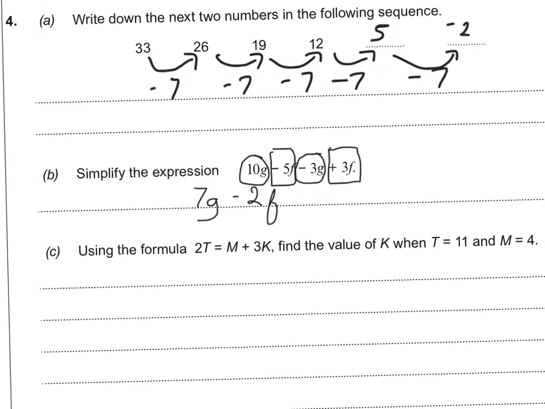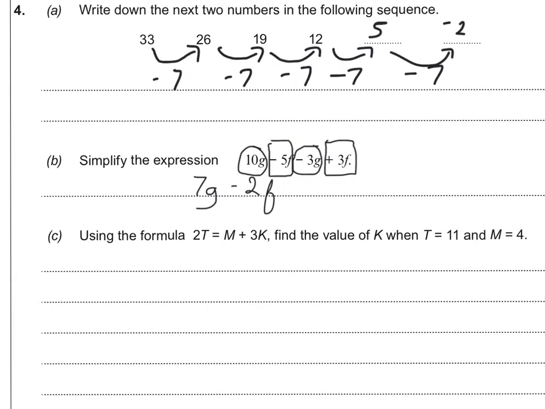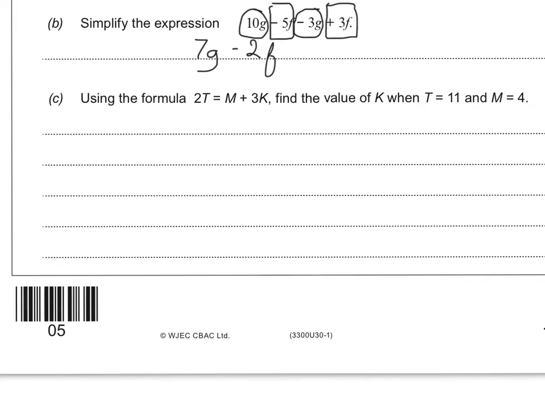And part C, finally, use the formula 2t is equal to m plus 3k. And we want to find the value of k when t is equal to 11 and m is equal to 4. First thing we're going to do here is substitute in what we know. So we know that t is equal to 11, and whenever we substitute we put in brackets. So 2 lots of 11 is equal to 4 plus 3k. Okay? So I'm now at the point where I've got 22 is equal to 4 plus 3k.